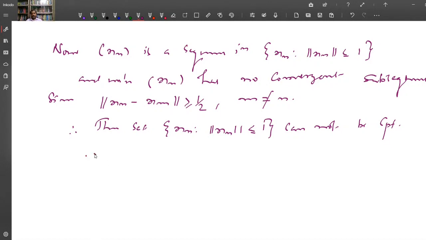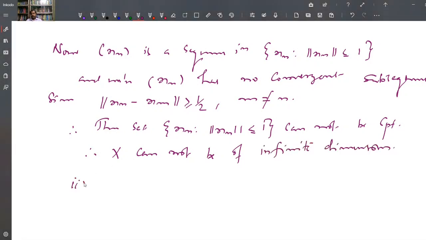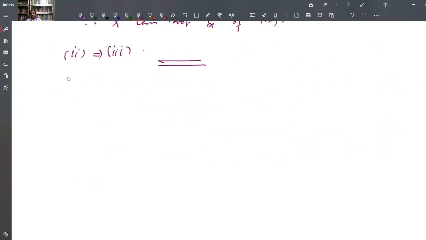Therefore x cannot be of infinite dimension. This proves 2 implies 3. Now we prove 3 implies 1. Our assumption is that x is finite dimensional. So we assume that x is finite dimensional.